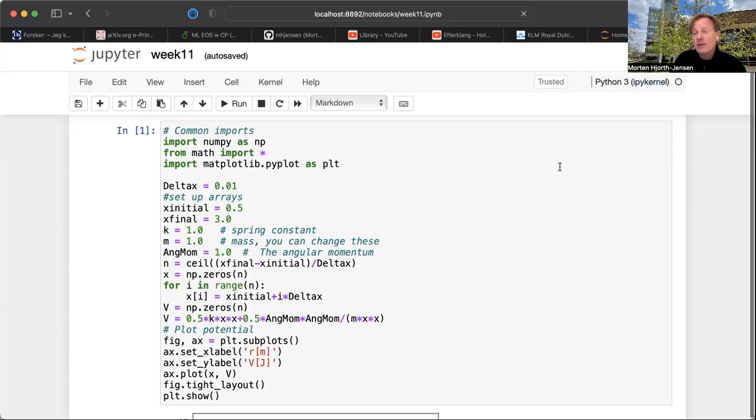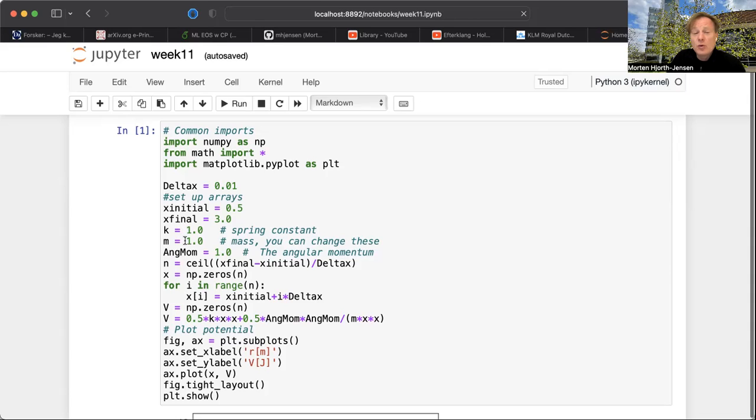But it allows us to make a plot in 1 dimension with only r and study the potential, and from the potential, try to figure out what kind of motion we may expect. What you see here in the lecture notes from last week and also from week 12, which is this week, is a simple code which makes a plot of this harmonic oscillator potential with the angular momentum. We've chosen an initial value for x, 0.5, and a final one for 3. So these are our initial and final values for r.